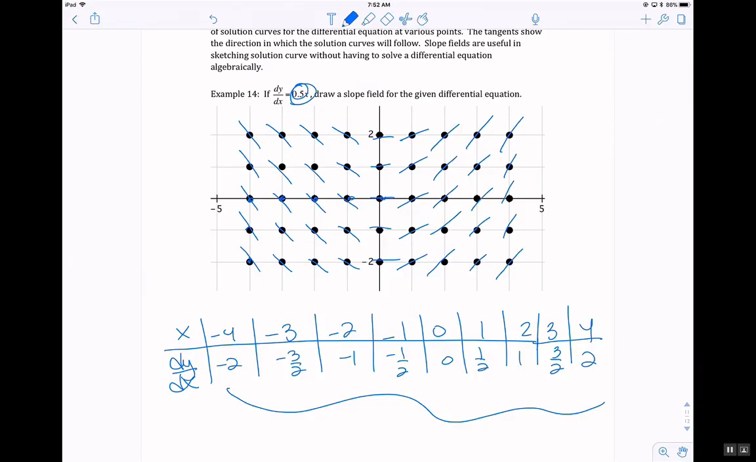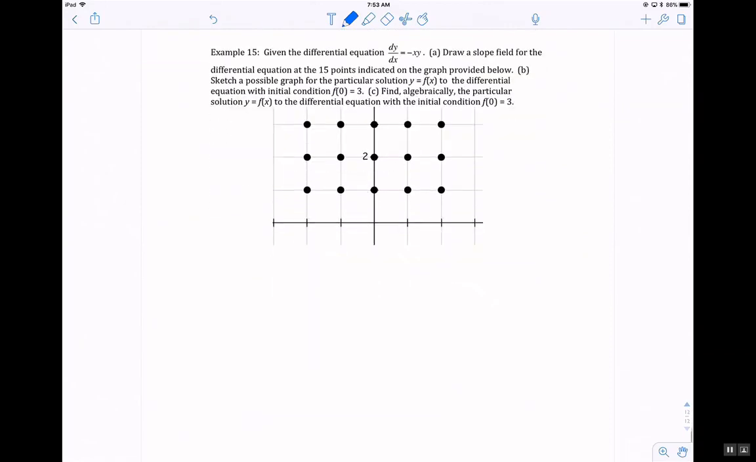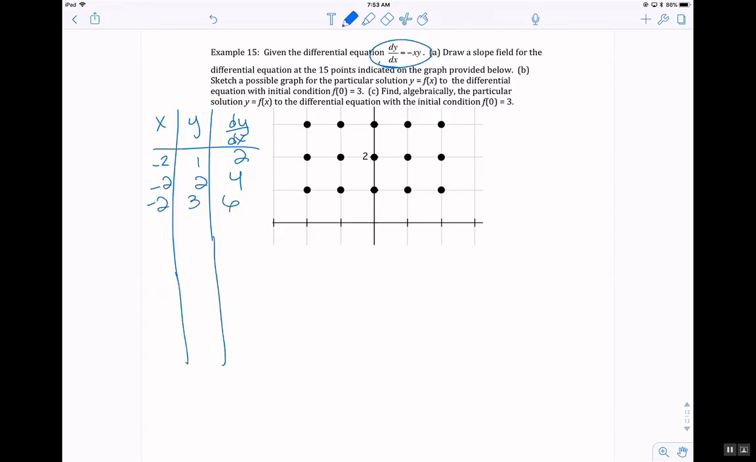Your next one does involve x and y. So x, y, dy/dx, and you have -2, 1, so that when you plug that into the derivative, you're going to get 2. -2, 2, you'll get 4. -2, 3, you'll get 6. -1, 1, you'll get 1. -1, 2, you'll get 2. -1, 3, you'll get 3. 0, 1, you're going to get 0. 0, 2, you'll get 0. 0, 3, you're going to also get 0.